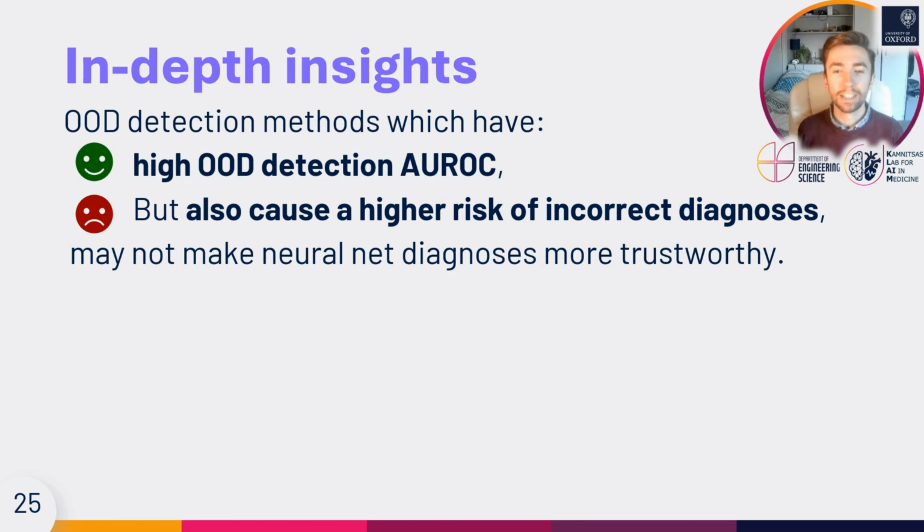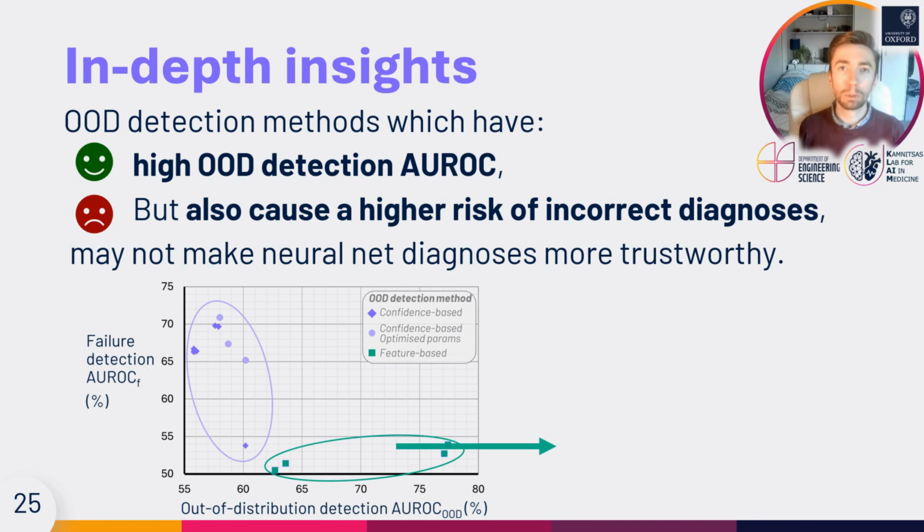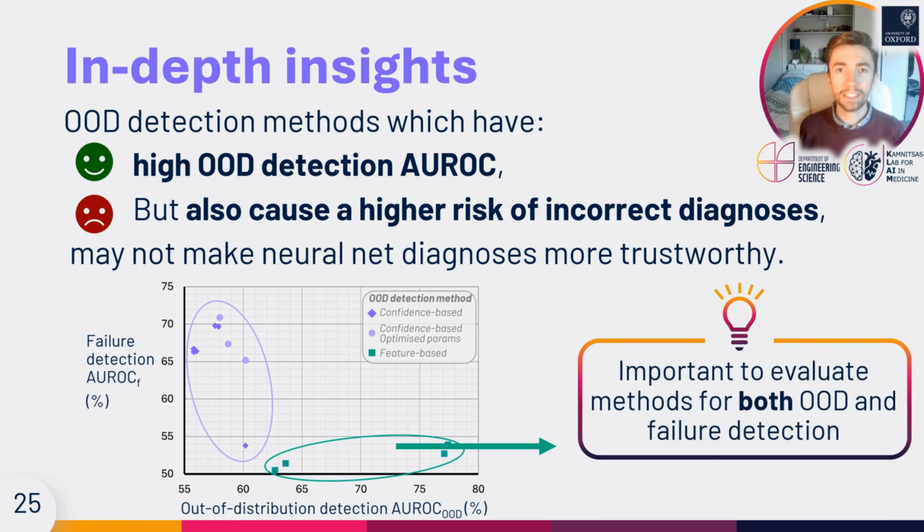Another in-depth insight is OOD detection methods with a high out-of-distribution detection AUROC, which increase the risk of incorrect diagnoses, may not make my neural network predictions more trustworthy. And we saw this as a particular problem for feature-based methods. In fact, most out-of-distribution detection studies will only evaluate methods along the x-axis here. So my message to the community is if you're evaluating a new out-of-distribution detection method, it's important to evaluate for both out-of-distribution detection and for failure detection, so we can get a full picture of the strengths and weaknesses of a given method.